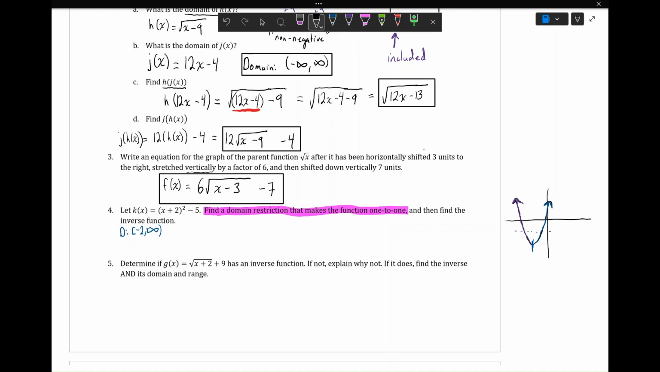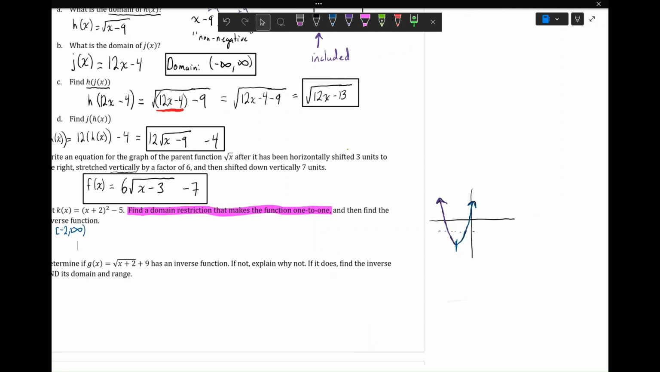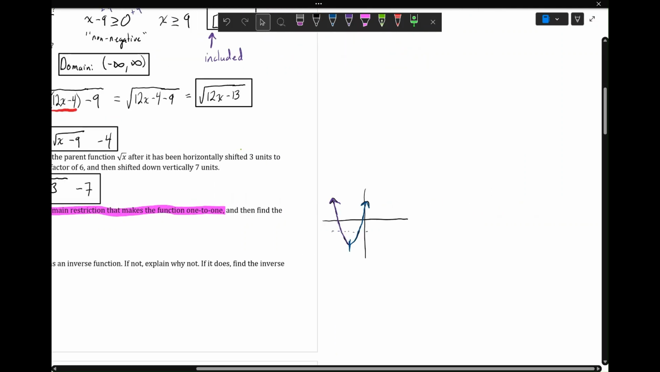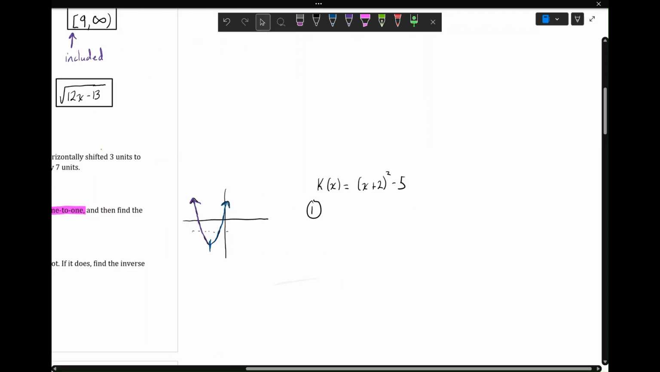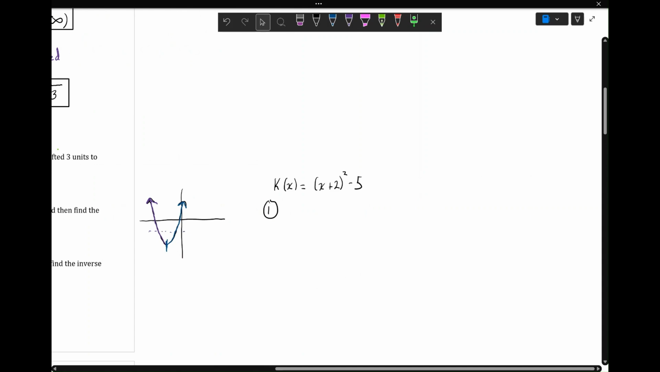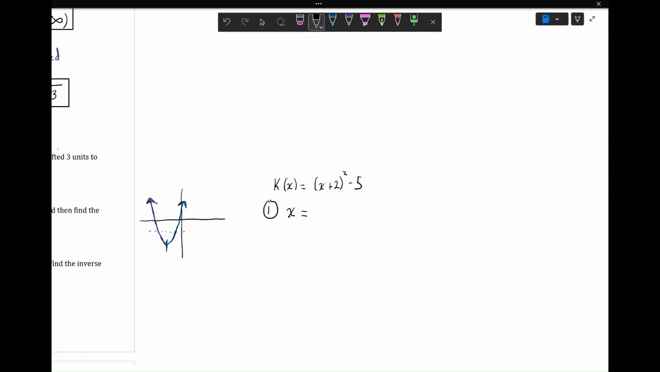Now, I am going to show you two ways to find the inverse of this function. I'm going to give myself some more space to do that by going over here to the right. So we have k of x equals x plus 2 squared minus 5. And here's the first method for finding the inverse. This is sometimes considered our classic method, where we switch x and y. We make x the output of the function and y the input, and solve for y.